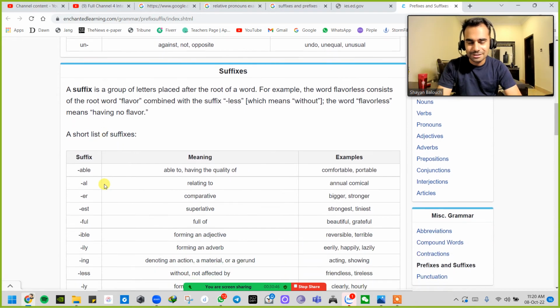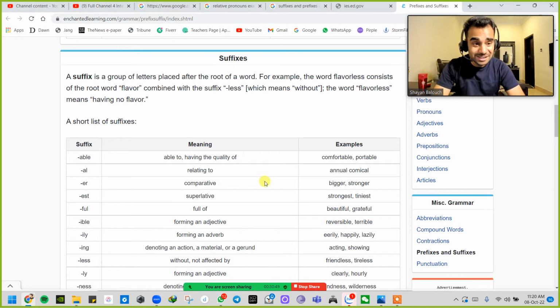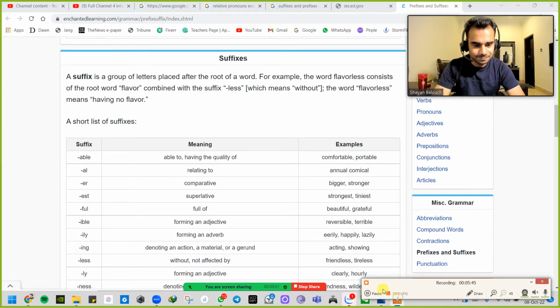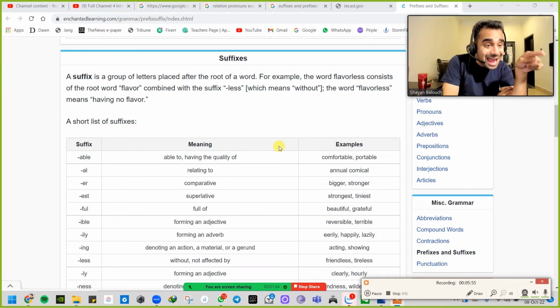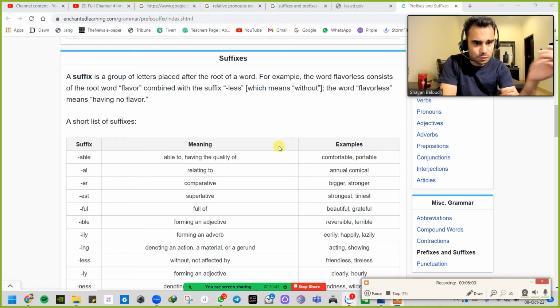All right, now moving further with the suffixes. So now continuing with suffixes. Exactly like prefixes, the only difference is that they are attached at the end of any root word, base word, or stem word. Depends on you, whatever you want to call it. Let's call it a root word for now. So a suffix is a group of letters placed after the root word.